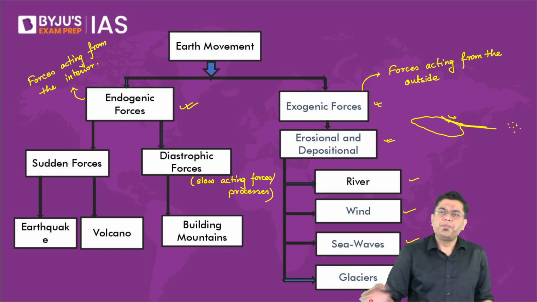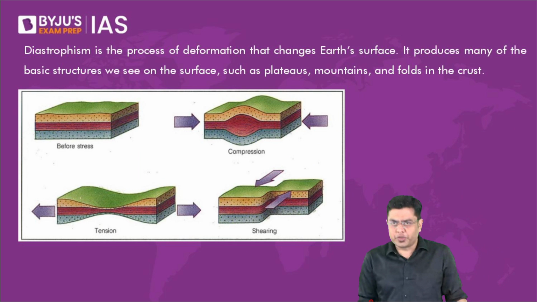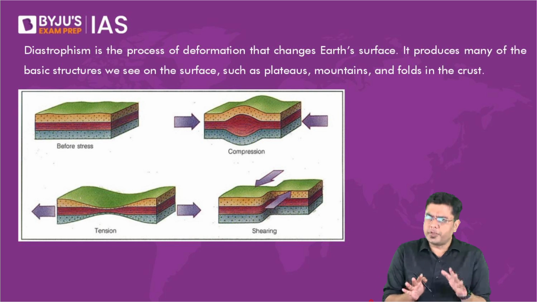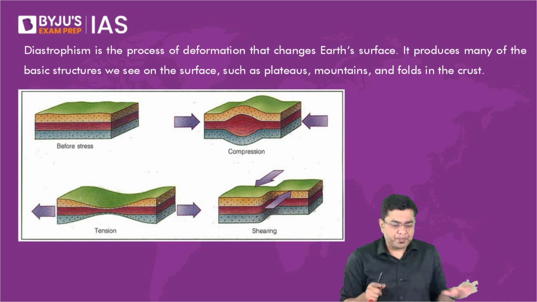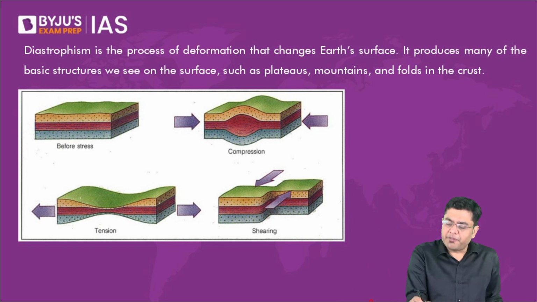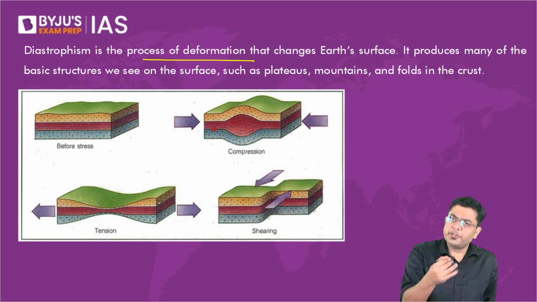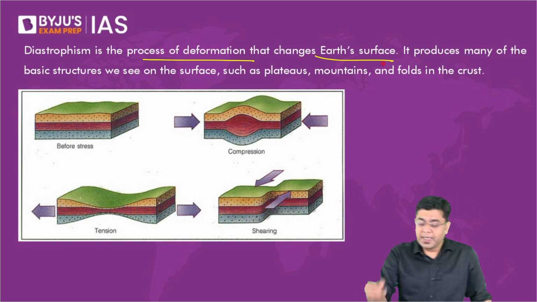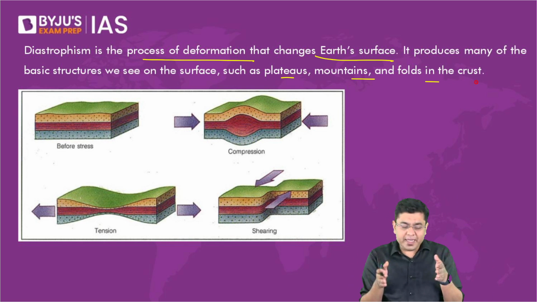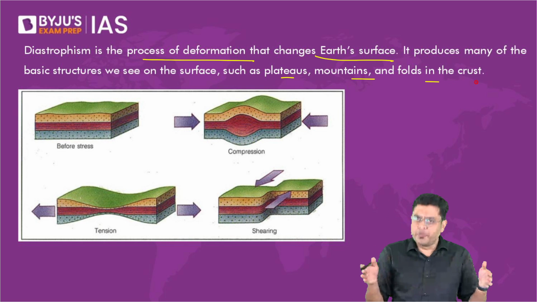Now, first of all, what do we understand by diastrophism? Even though we have introduced ourselves to this and taken a look at the impact that diastrophism creates, what exactly is it that we refer to as diastrophism? It is the process of deformation that changes the Earth's surface. It produces many of the basic structures that we see on the surface, such as plateaus, mountains, and folds in the crust. Diastrophism basically initiates a kind of movement.